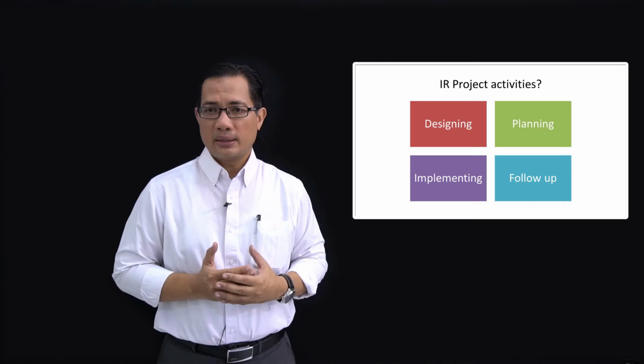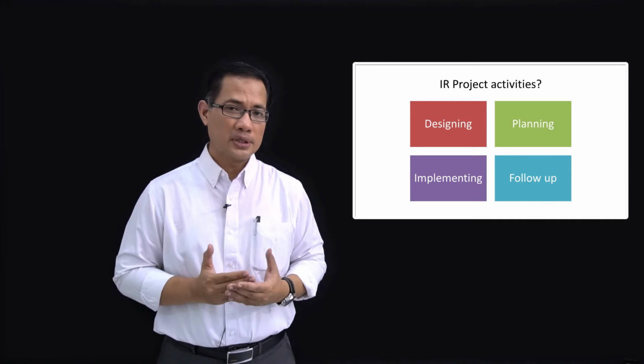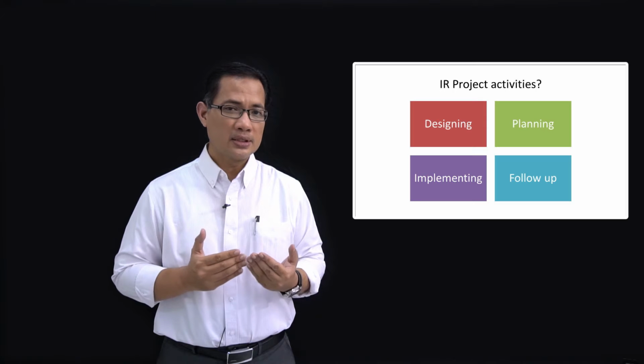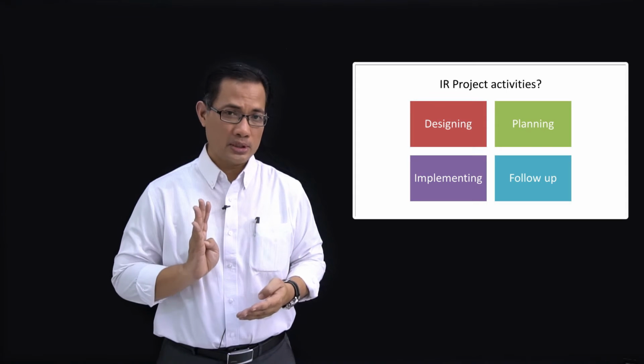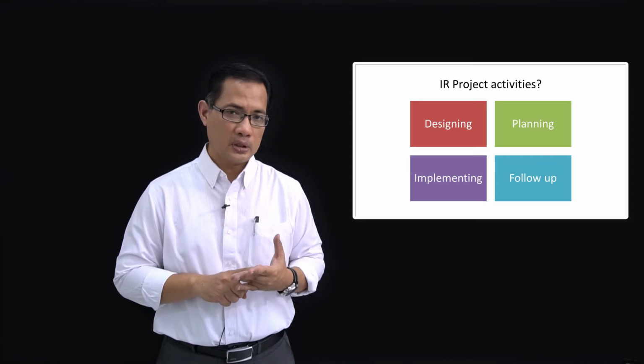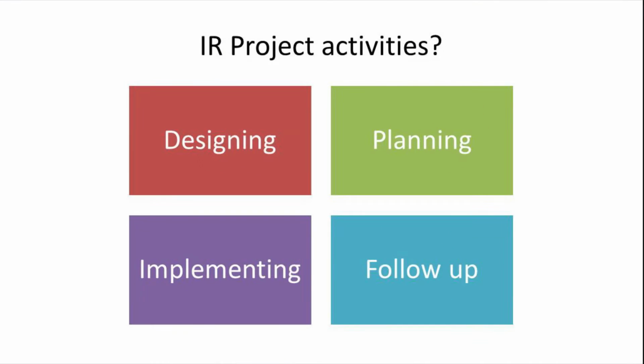So what are the activities within an IR project which we need to plan for? Well, we can actually organize these activities into 4 stages, which is designing, planning, implementing, and follow-up. During the design stage, we plan for activities like framing research questions, developing protocol, and obtaining funding. For the planning stage, we think of activities like organizing study team, establishing management procedures, and developing a monitoring plan.